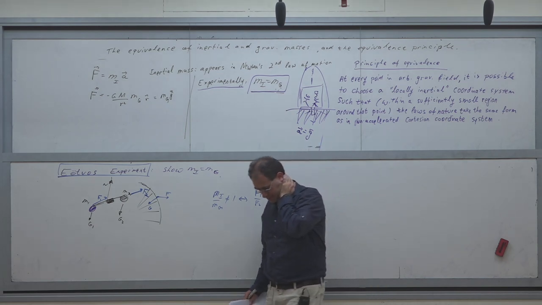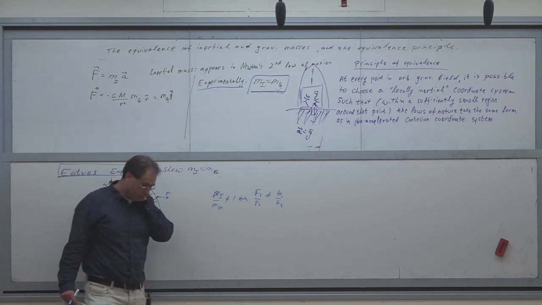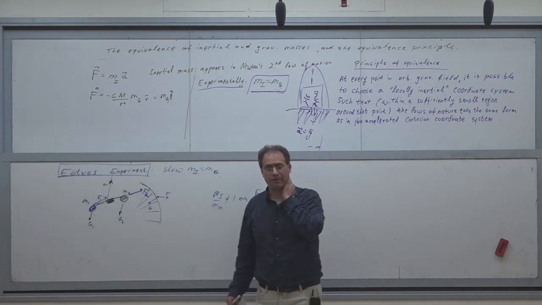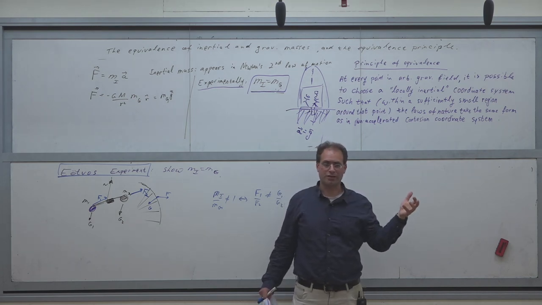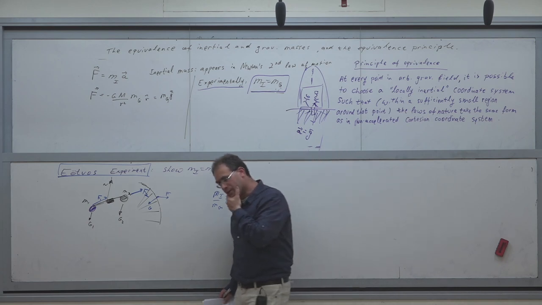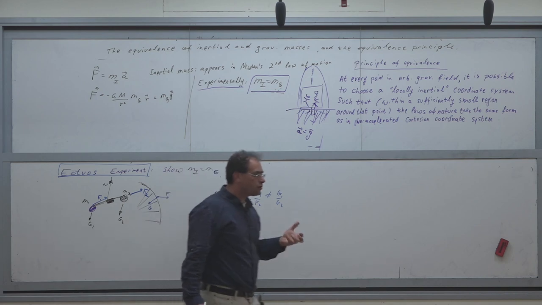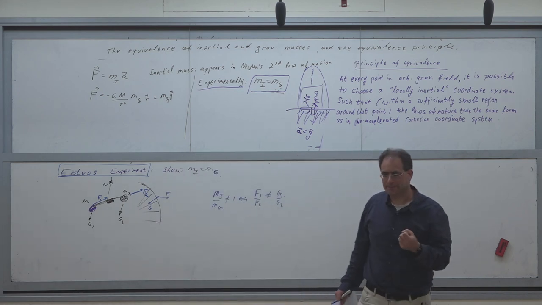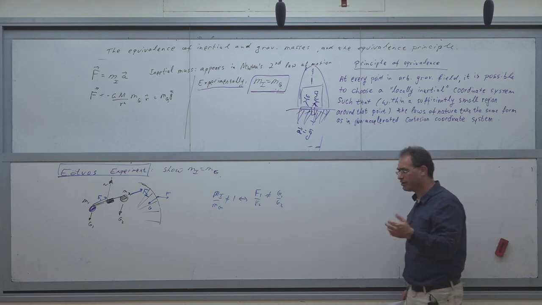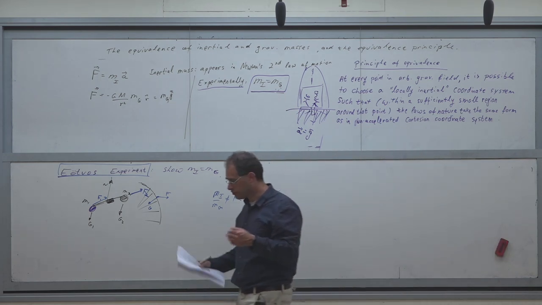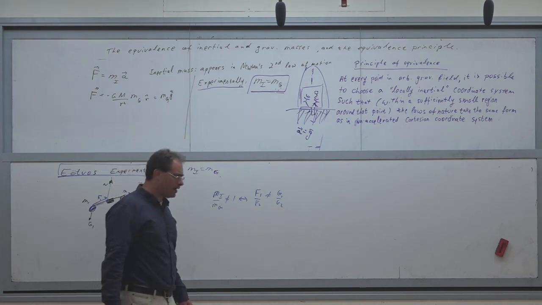The second is, how is a gravitational field formed in the first place? How does the existence of mass produce a gravitational field? And as you're going to see, we already started to discuss that, it's going to curve space and time. And that's going to lead us to Einstein's field equation, which is the heart of general relativity, the curvature of space-time.